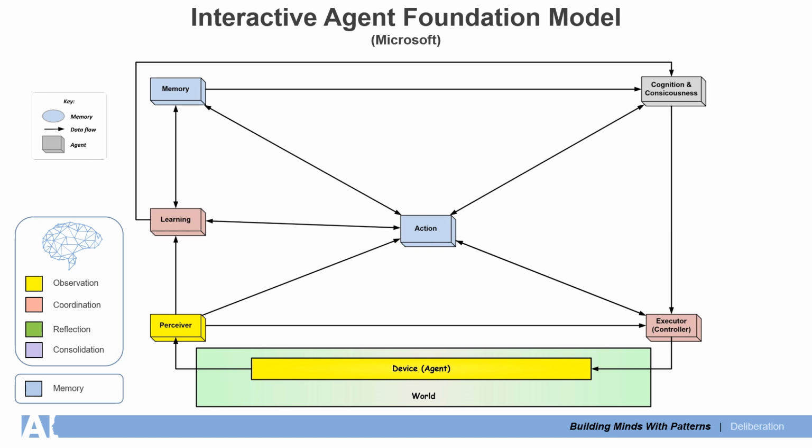Microsoft proposes an agent AI paradigm for supporting interactive multimodal generalist agent systems. In this case, the device represents an agent in the world. The device or agent has its own task planning capabilities. The system has components for task learning, memory, and action. Additionally, the cognition and consciousness component is used to appraise the current situation.